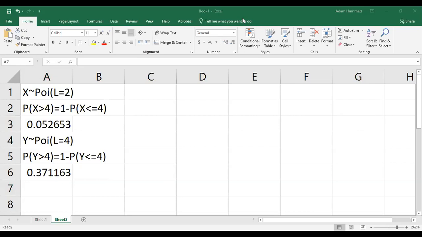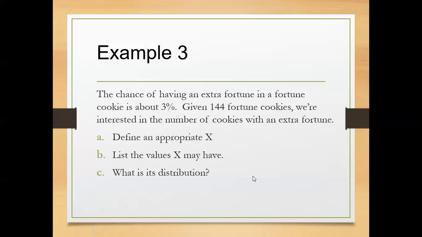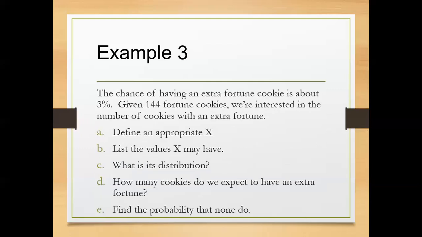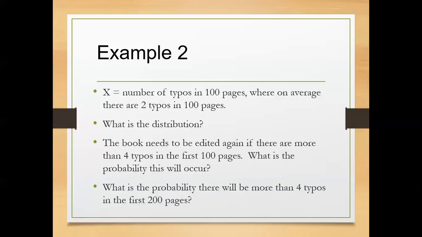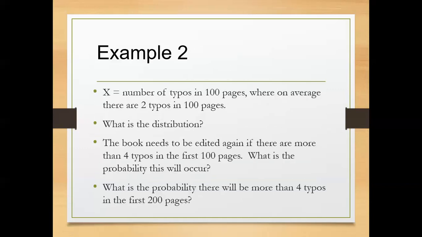Back to our presentation. I think I'm going to stop right now because this is probably getting pretty long. We've done an example of a binomial. We've done an example of a Poisson. A couple more examples that we'll do next time will close out the section on Poisson and binomial.